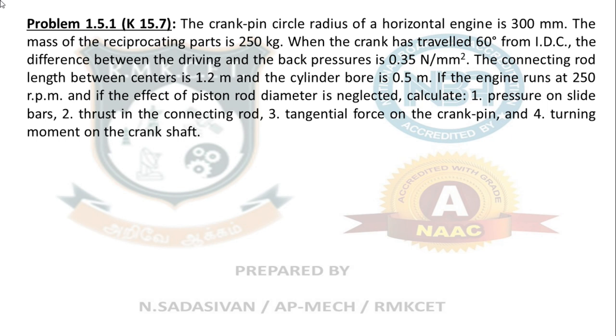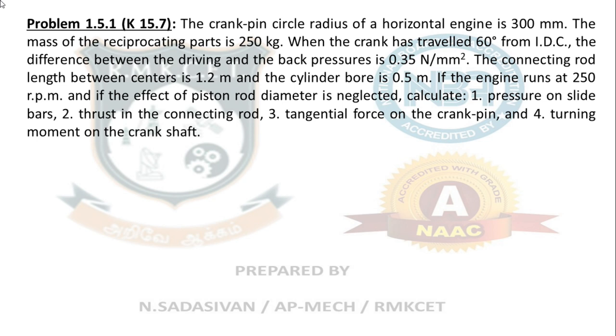The mass of the reciprocating parts is 250 kg. When the crank has traveled 60 degrees from the inner dead center, the difference between the driving and the back pressure is 0.35 Newton per mm square. The connecting rod length between the centers is 1.2 meter and the cylinder bore is 0.5 meter.